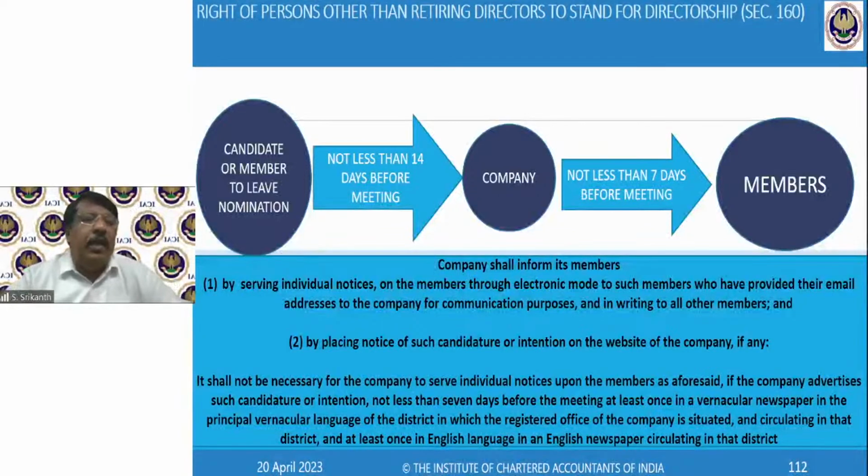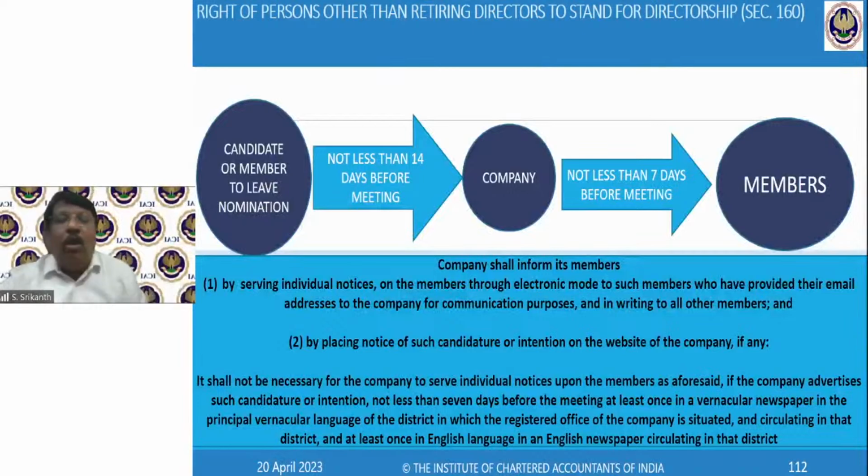So, what is the procedure? The candidate or member must leave the nomination not less than 14 days before, and the company should send it 7 days before. Then voting, etc. The company shall inform its members by serving individual notices or through electronic mode, or putting it on the website, whatever. So it will be sent to the members by email and put in the notice. It shall not be necessary for the company to serve individual notice on members if the company advertises such candidature not less than 7 days before in one vernacular newspaper and in one English daily.